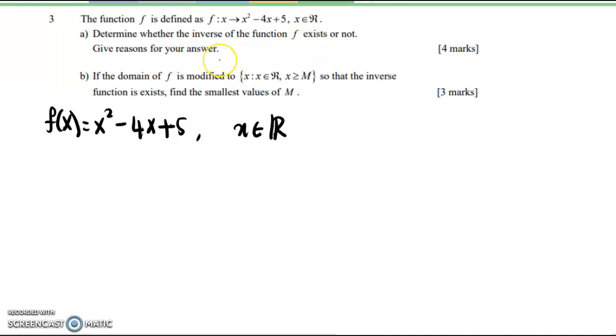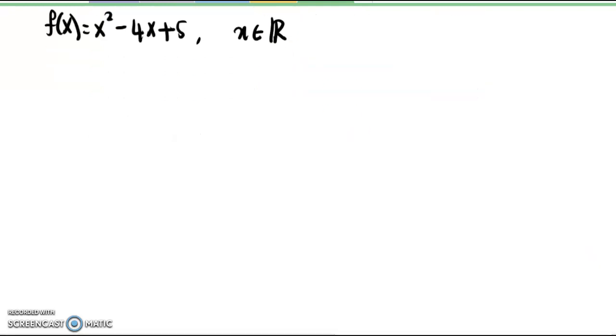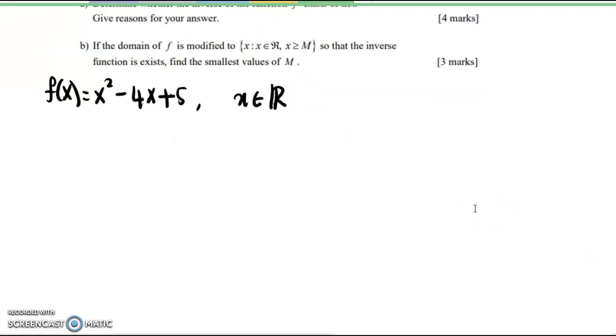Give your reason. Okay, untuk tentukan inverse ke tak, kalau function itu one-to-one function, maksudnya dia ada inverse. Kalau not one-to-one function, dia tak ada inverse. So, kita ada dua method. Method yang pertama, kita boleh guna algebraic method. So, kita akan guna f(x1) equals to f(x2).